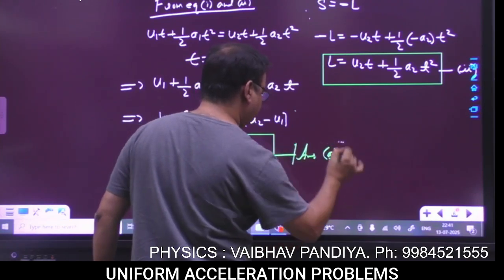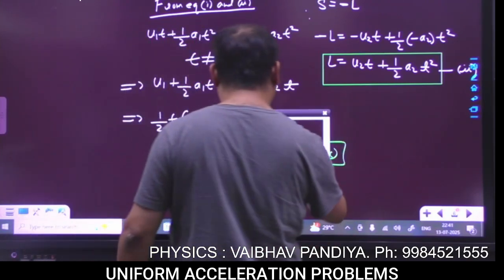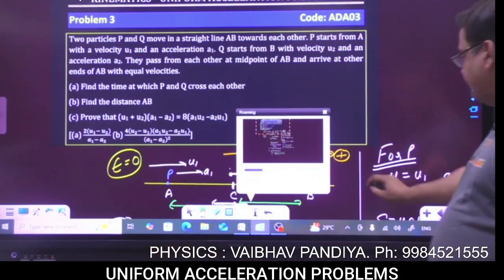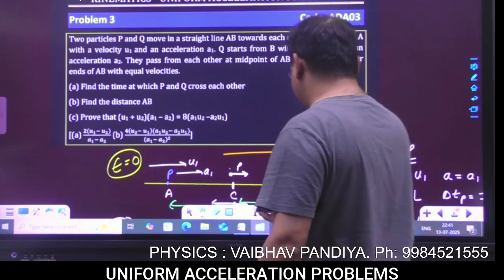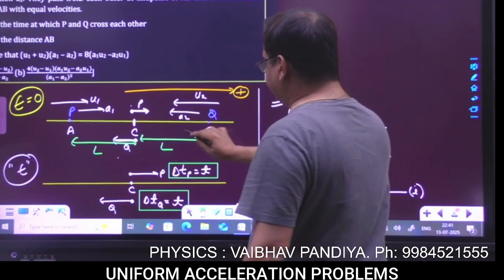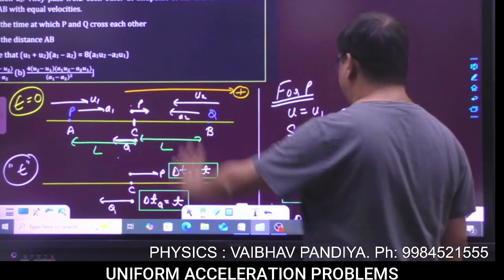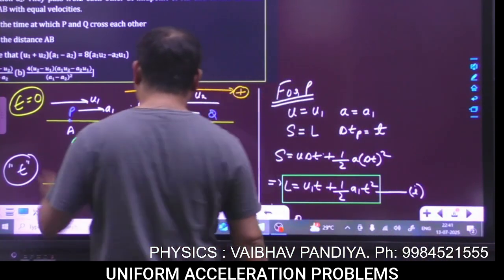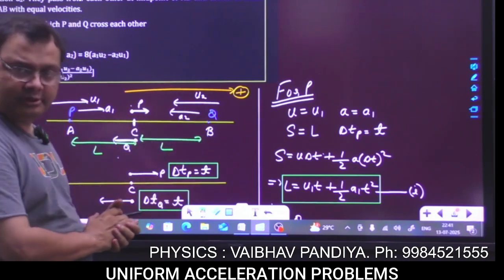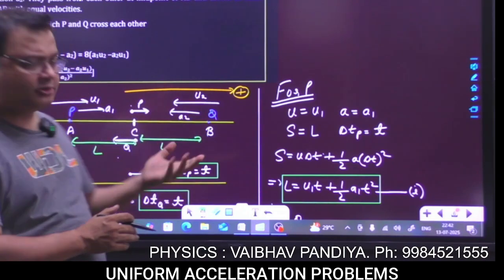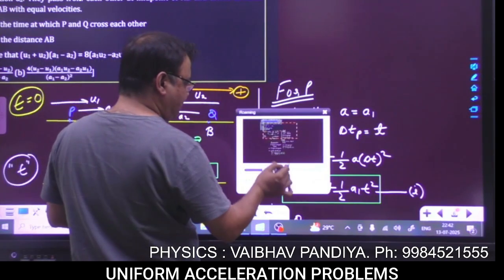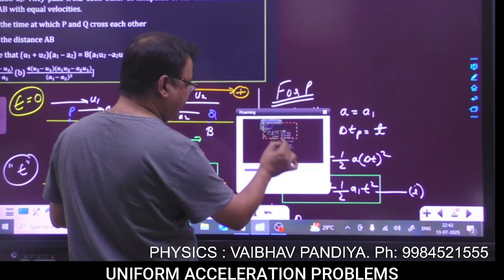to part A. Now in the second part, we have to find the distance AB, and we have taken AC as L and CB as L, so the distance AB will be 2L. So if you get the value of L, you can find the distance AB. You already got the value of T. Now this is very straightforward. Put the value of T either in equation 1 or in equation 2 and you will get the value of L. So I am putting the value of T in equation number 1.